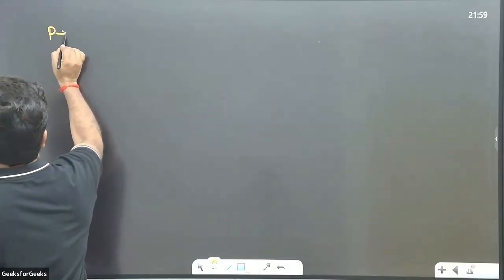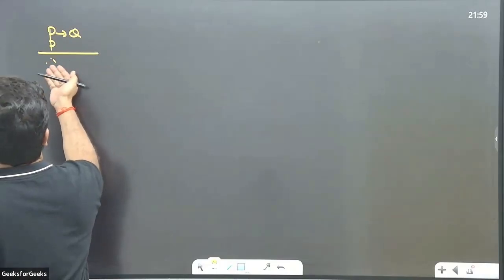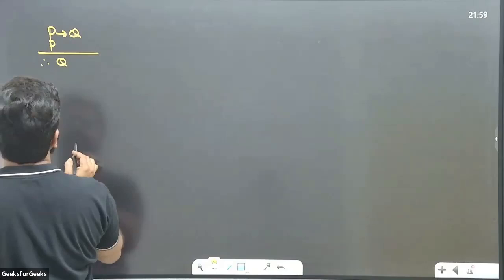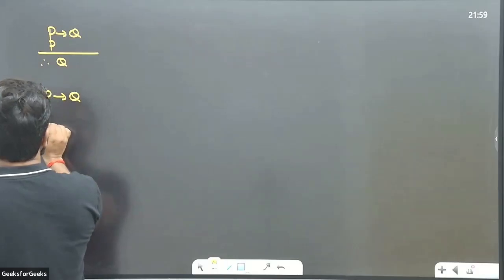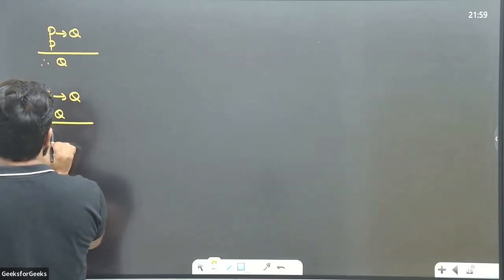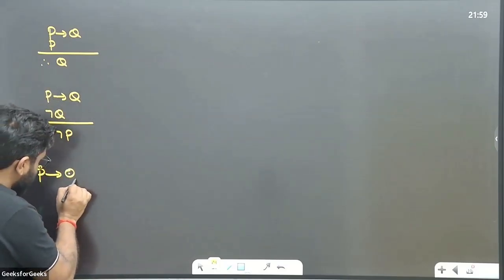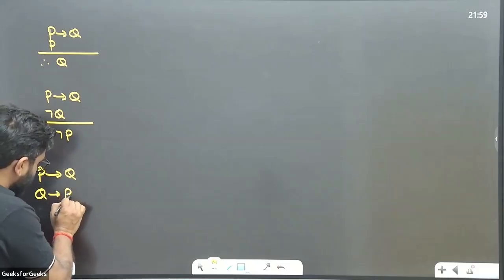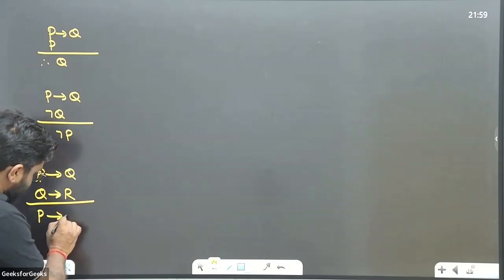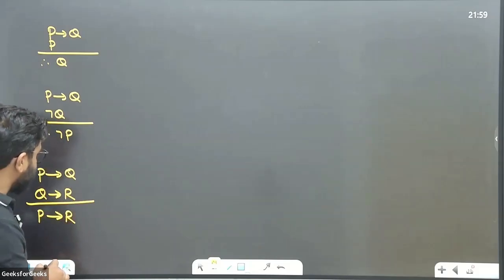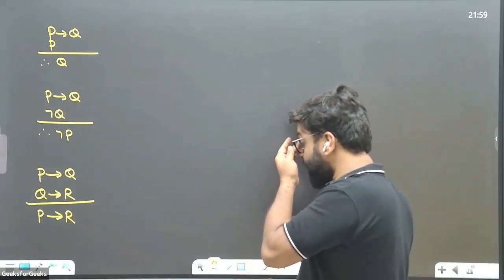First type of rule is P implies Q, and then on the left side P, and therefore you are getting the answer Q. This is one type of rule. Second type of rule, P implies Q, and if there is a negation of Q, then therefore negation of P. Third type of rule, if I say P implies Q and then Q implies R, then you will get a conclusion. The conclusion says that P implies R. So P implies Q, Q implies R, and the conclusion we are getting is P implies R.